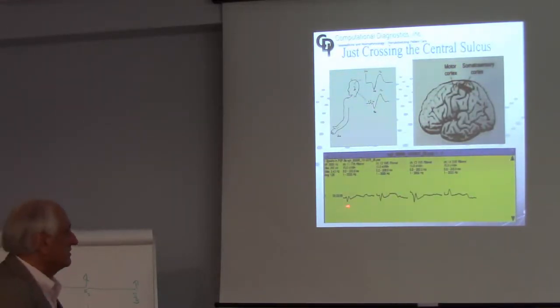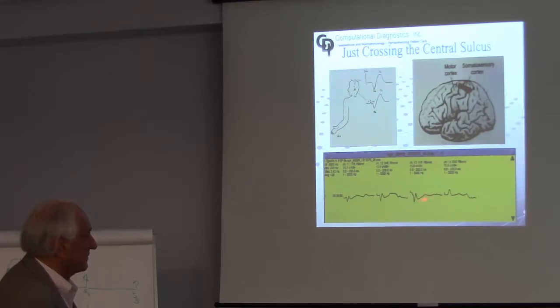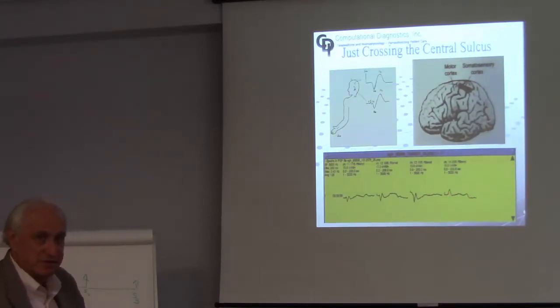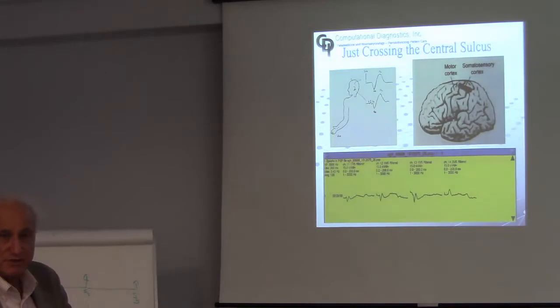So you can see here, this is our N20, and it's inverted. So we know that between the physical point where this contact is and the physical point where this contact is, that's where the central sulcus is. You know? And that's the kind of thing we're looking for.